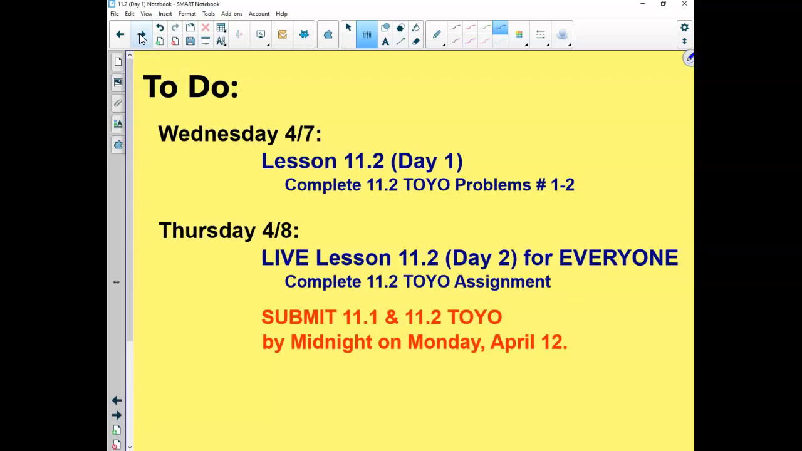And when we're done with this lesson, hopefully it's a short lesson, you can do problems 1 and 2 on the try on your own. And tomorrow we will do day 2 of this lesson, which should go pretty short and sweet. And then you will be able to complete the rest of that 11.2 try on your own assignment. And then please make sure you send in your homework by midnight Monday night for 11.1 and 11.2.